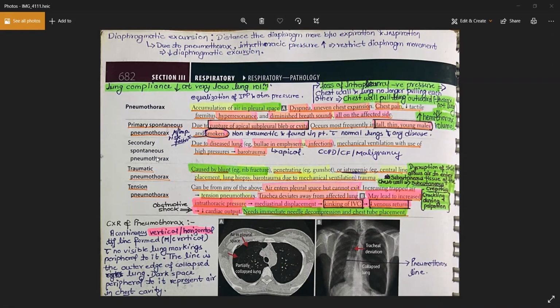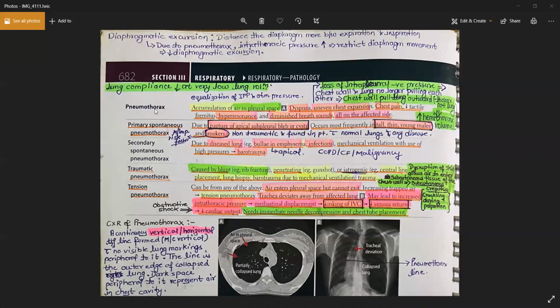Now, I told you that because of the filling of the pleura with air, you will have a loss of lung volume. The lungs are not expanding. So if the lungs are not expanding, what will happen to my lung compliance? Increase or decrease? Decrease. The lung compliance will also decrease in case of pneumothorax. Remember this condition also.